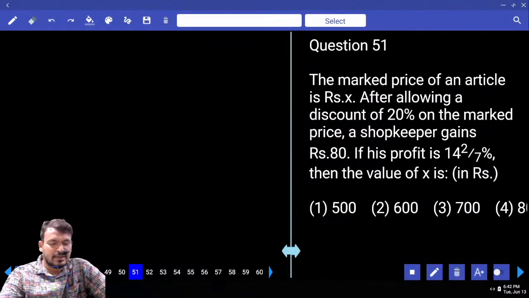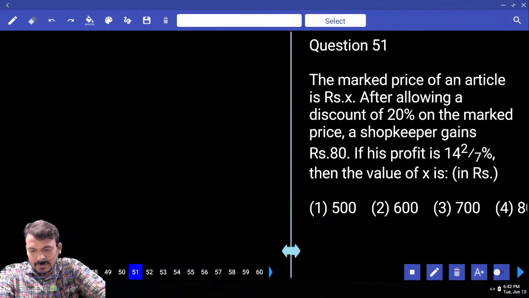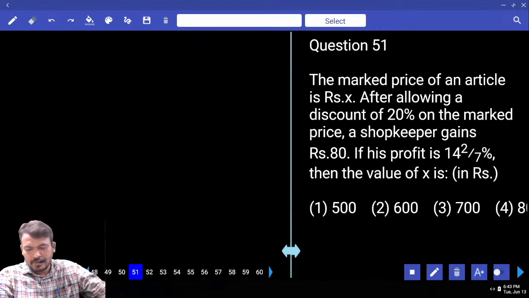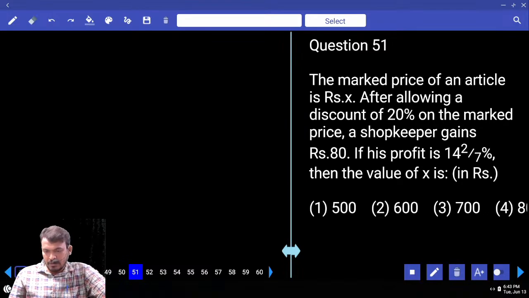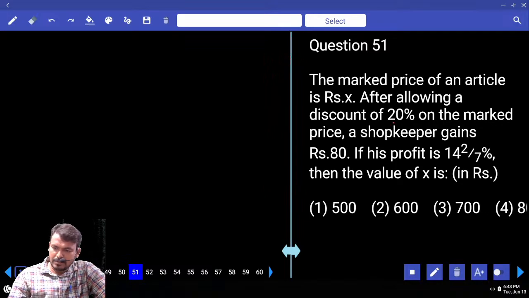The market price of an article is X. After allowing a discount of 20% on the market price, a shopkeeper gains 80. If his profit is 14.2 by 7%, find the value of X. Allowing a 20% discount on the market price, the shopkeeper gains how many rupees?